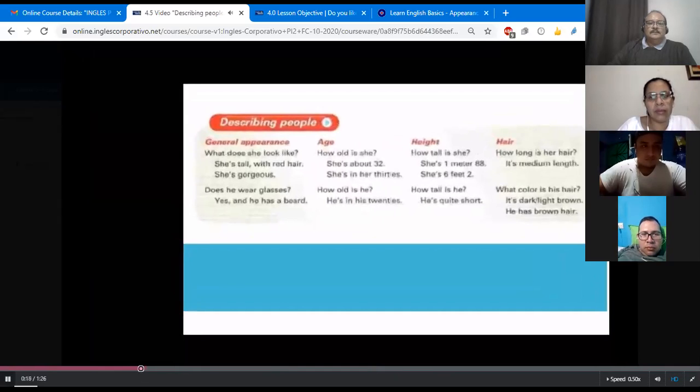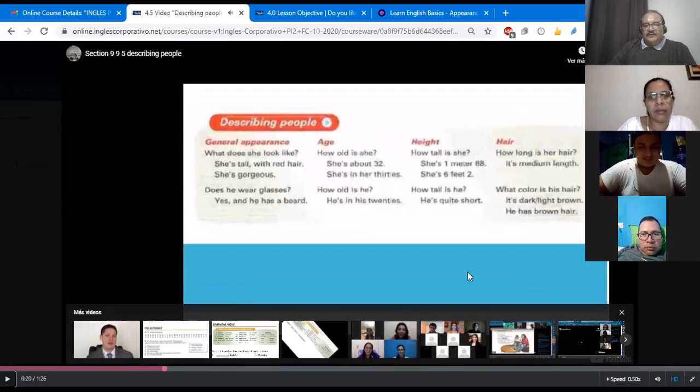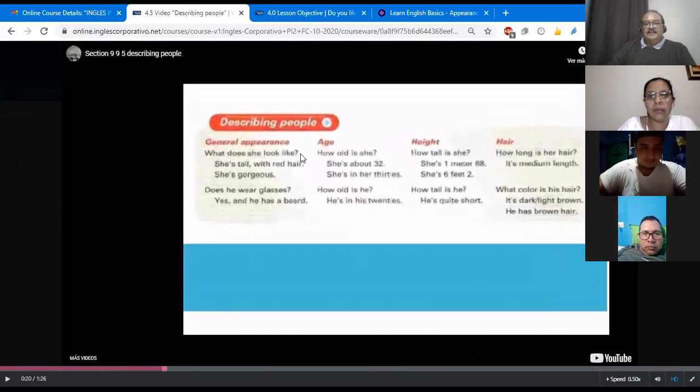General appearance. What does she look like? Okay, so this is the first question, right? When we're talking about what does she look like, it is a very general question. Therefore, the answer is also very general, right? She's tall, red hair, and she's gorgeous. If you want to give some other information, probably you can, but it's always very general. Does he wear glasses? If you see here, this is a little bit more specific, right? You say yes, and he has a beard. So then you can say, does he wear glasses? Yes, and he has a mustache and a beard, okay?